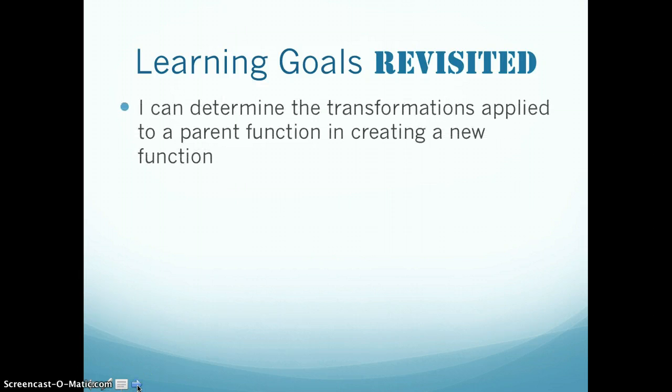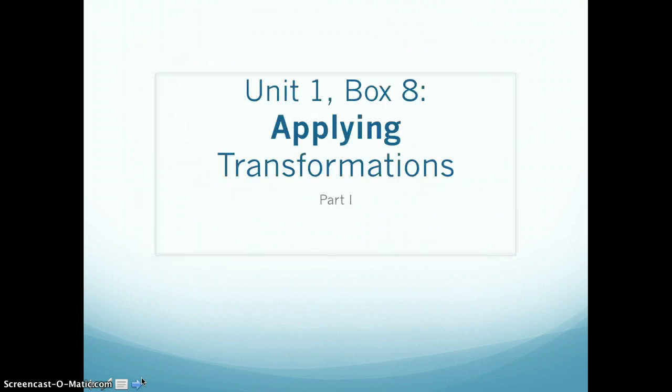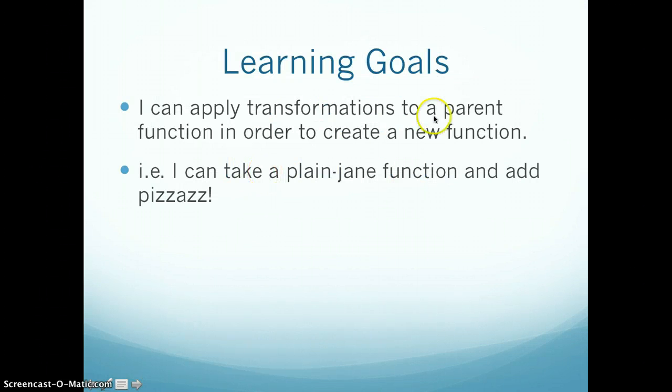Okay, so that was really where I was hoping to finish on Thursday. These were the things that we were going to look at, which was basically just figuring out what transformations have already happened from looking at the graph or looking at the equation. And today, what I really want to look at is actually performing those transformations, so applying transformations to a parent function. So basically you're taking something boring like y equals x squared, and then you're going to add pizzazz. You're going to make it more interesting.